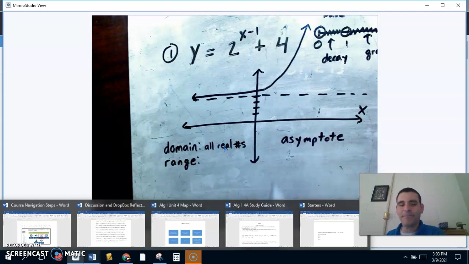All real numbers, which is quite a common domain. You see that a lot. It just goes everywhere. It doesn't have a limit or a boundary. The range is all possible y values. We know y is the vertical axis.